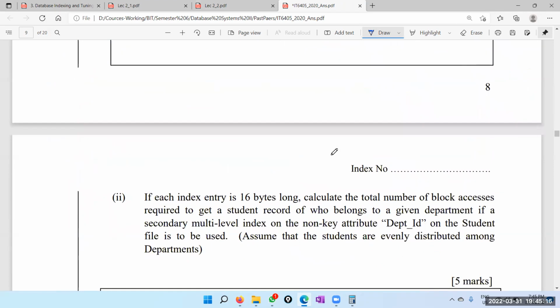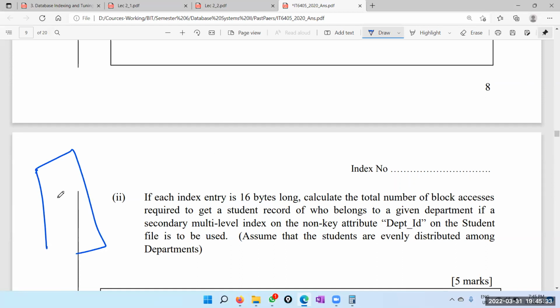Right, so this is the index question, and multi-level also. Now these are the headaches, okay? Each index entry is 16 byte long.